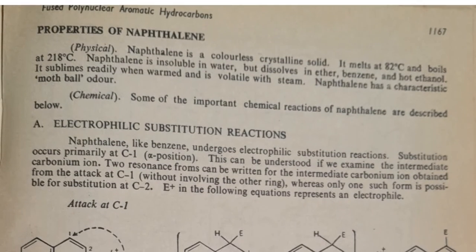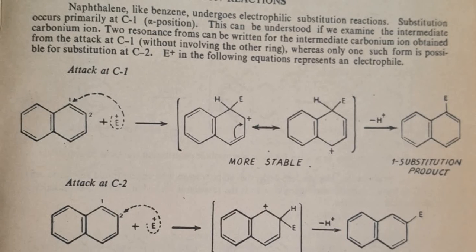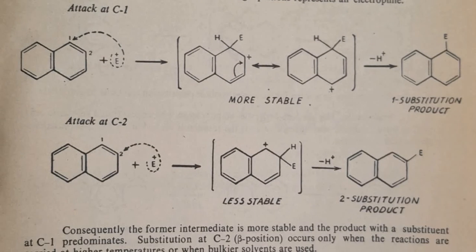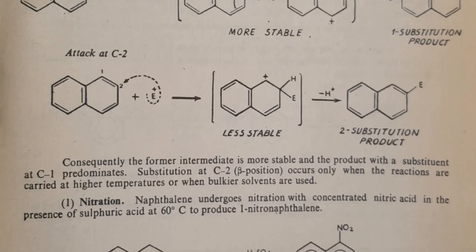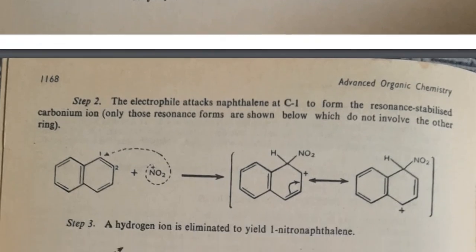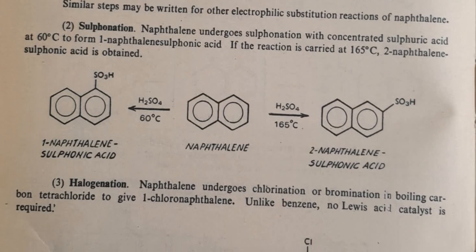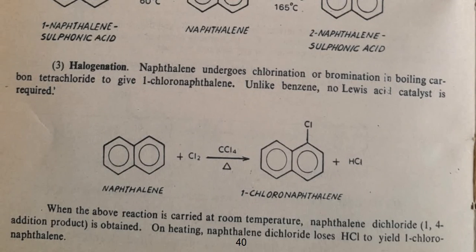Now properties of naphthalene. For electrophilic substitution, you can see attack at carbon 1 and attack at carbon 2. Attack at 1 is more stable because it is stabilized by resonance through these two structures. Nitration gives 1-nitronaphthalene. You can see the mechanism. Sulfonation gives 1-naphthalenesulfonic acid, but if you increase the temperature in the presence of sulfuric acid, you get 2-naphthalenesulfonic acid.